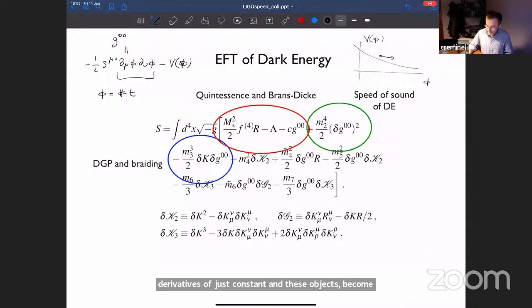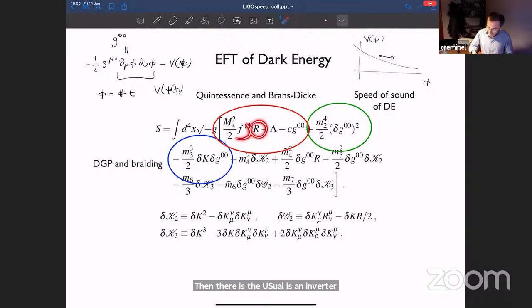Then you have, maybe it's a wrong name, this lambda is not a cosmological constant, but it can depend on time. So if you want, it's the potential written as a function of time. Then there is the usual Einstein-Hilbert term with potentially a function in front, like in the usual Brans-Dicke coupling. And then there are, of course, many other operators.